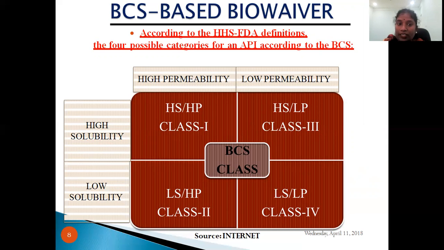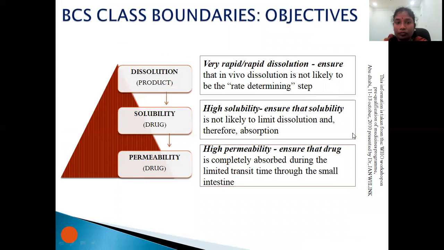Very important, this classification is very important. Coming to the objectives of this BCS classification: if the drug dissolves very fast, what will happen?